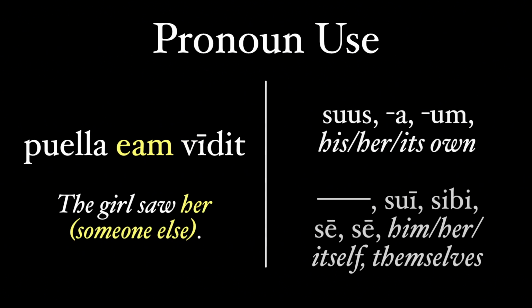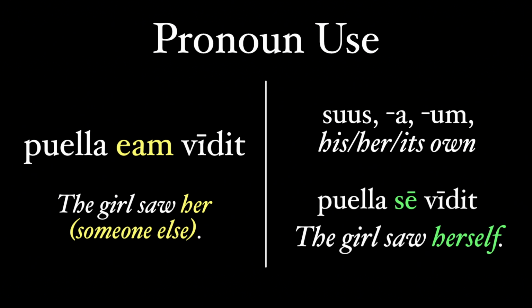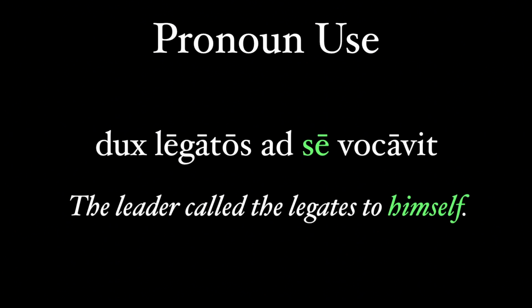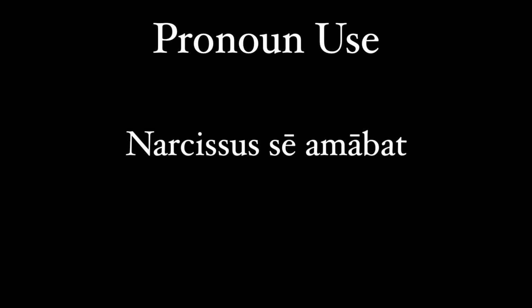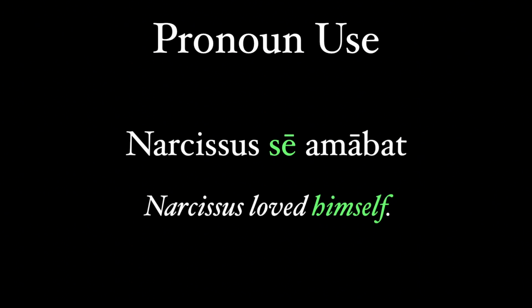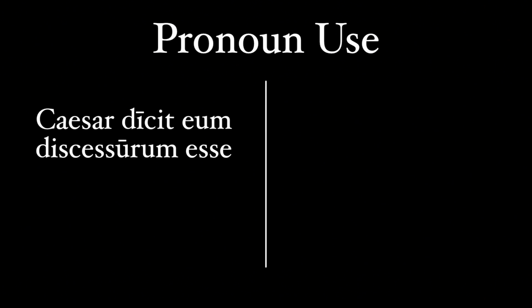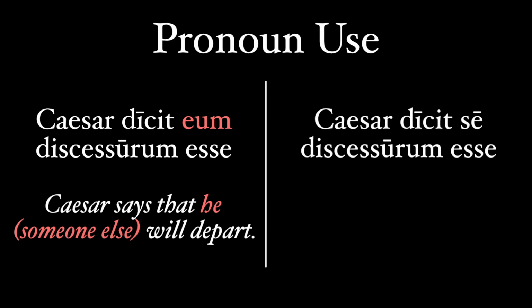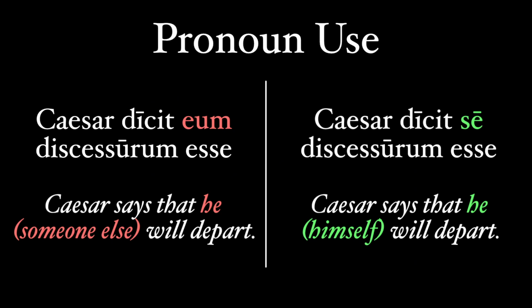We would use either the reflexive adjective suus, or the reflexive pronoun se if we wanted to mean the same person as the subject. So, dux legatos ad se vocavit. The leader called the legates to himself. Narcissus se amabat. Narcissus loved himself. This is powerful information because you'll know exactly what's going on in situations where English is more vague. Caesar dicit eum discessurum esse. Caesar says that he, someone else, will depart, versus Caesar dicit se discessurum esse. Caesar says that he himself, now we're talking about Caesar, will depart.